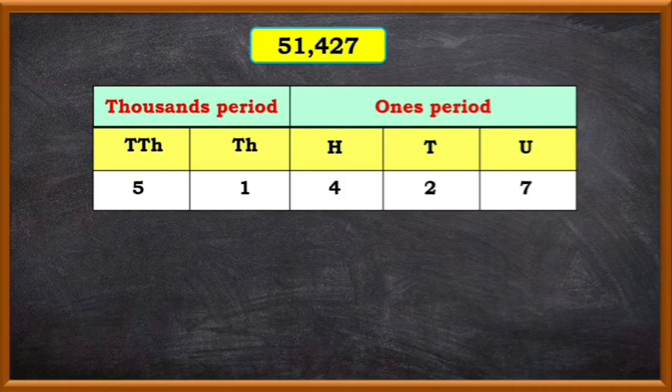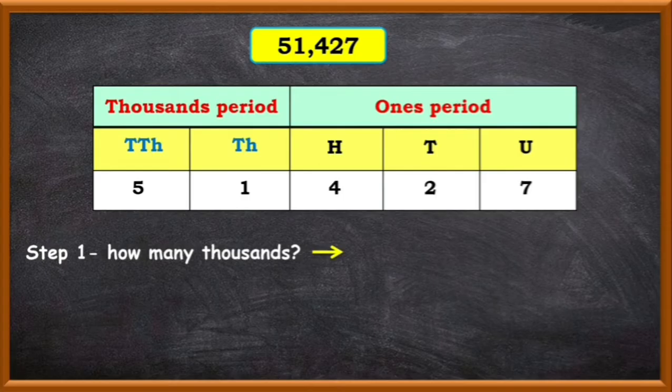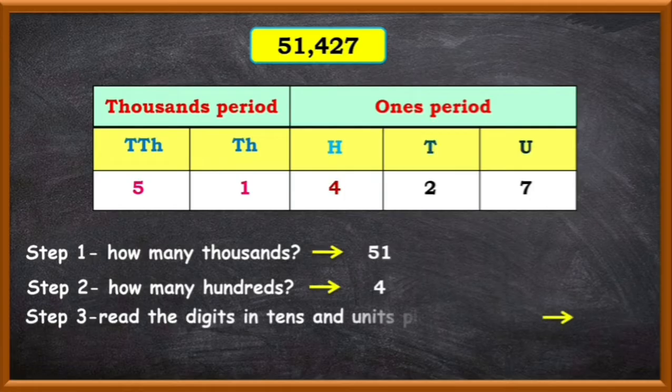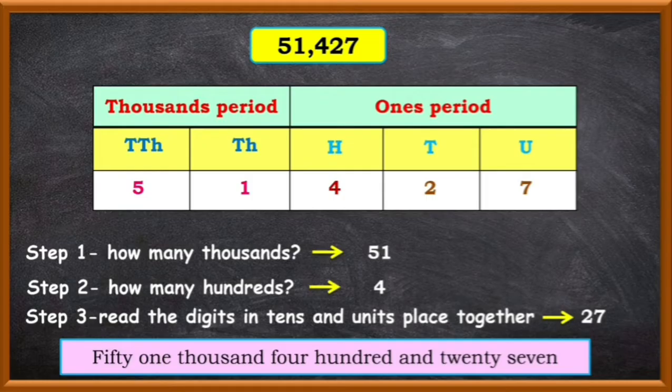Now there are three easy steps to read number. Step 1. How many thousands are there? Yes, there are 51 thousands. We always read the digits in the thousands period together. Okay, now step 2. How many hundreds are there? Yes, 4 hundreds. Step 3. Read the digits in tens and units place together. That is 27. So we read it as 51,427. Wasn't it easy reading and writing 5-digit numbers?